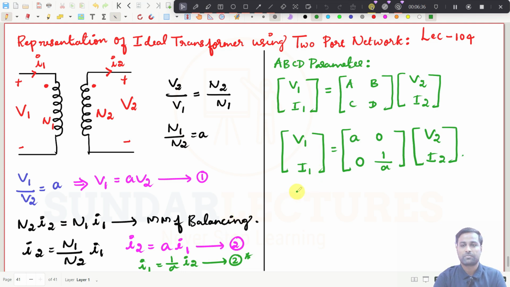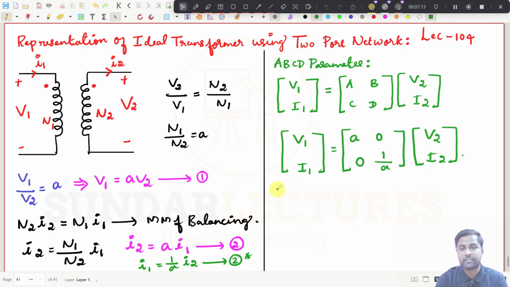Right, now see here, you can represent an ideal transformer using ABCD parameters. A, you can represent as A. That means, what is A? A is nothing but N1 by N2, try to understand. And what is D? It is 1 by A. And also you can represent these two equations in another form. Let me write that one too.